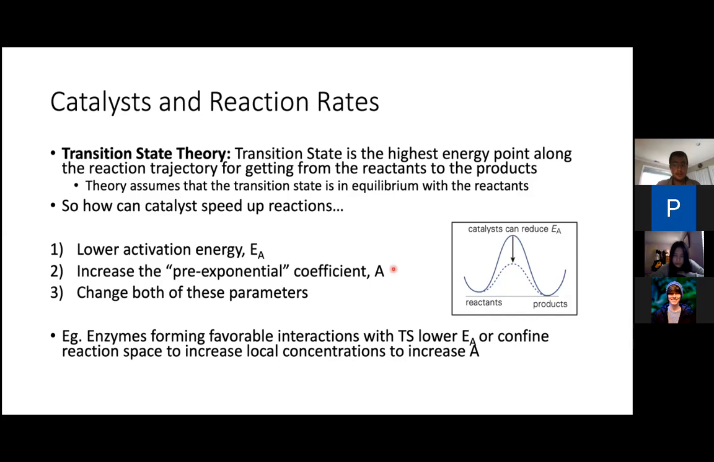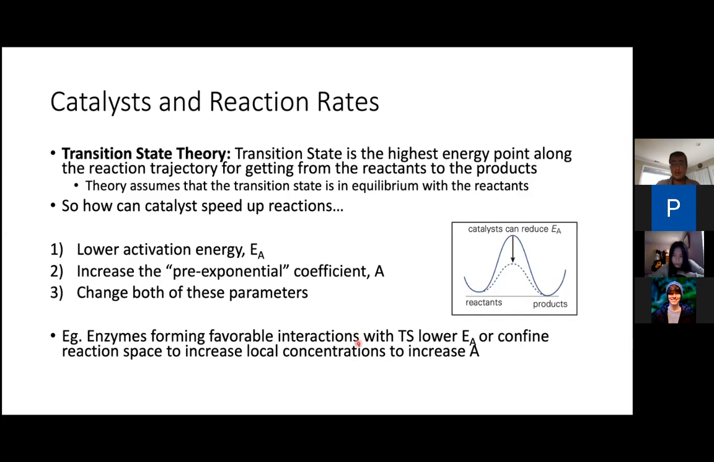Another thing that enzymes can do is actually increase the pre-exponential coefficient A, and this can be done in several ways, or it can do both things, which is just better, and will increase the reaction rate even more. And just as you can see in this graph, the catalyst can lower the activation energy and increase the rate of a reaction without being consumed. And how can they lower the activation energy? For one, they can form favorable interactions with the transition state. For example, with the ATP example, they can form favorable bonds with the negative charges on the phosphate groups, and that will lower the transition state by stabilizing it.